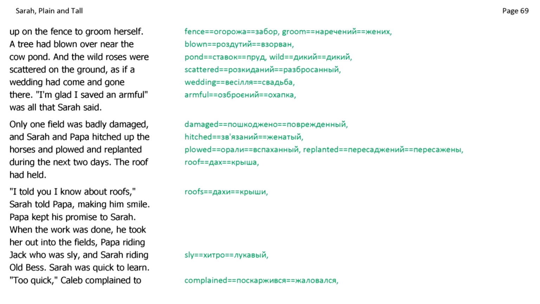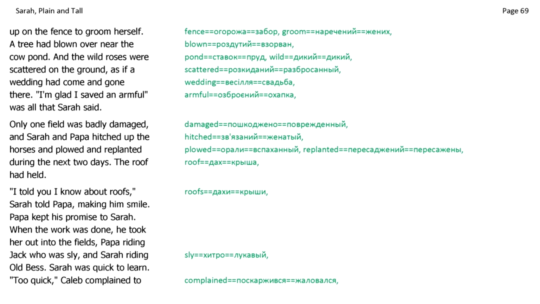Only one field was badly damaged, and Sara and Papa hitched up the horses and plowed and replanted during the next 2 days. The roof had held. "I told you I know about roofs," Sara told Papa, making him smile. Papa kept his promise to Sara. When the work was done, he took her out to the fields, Papa riding Jack, who was sly, and Sara riding Old Bess. Sara was quick to learn.